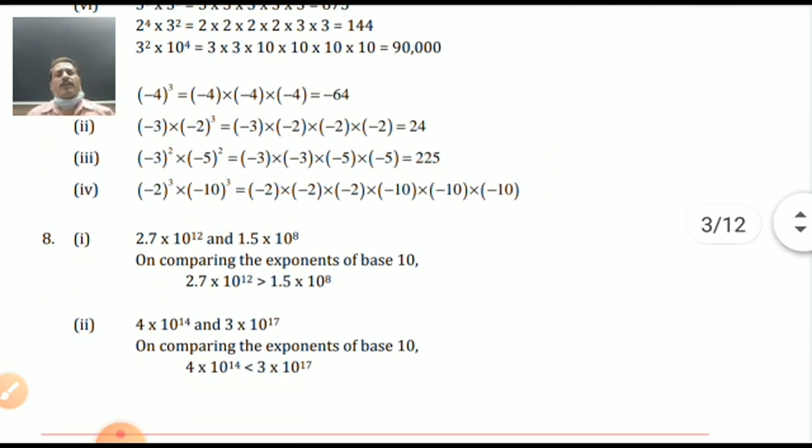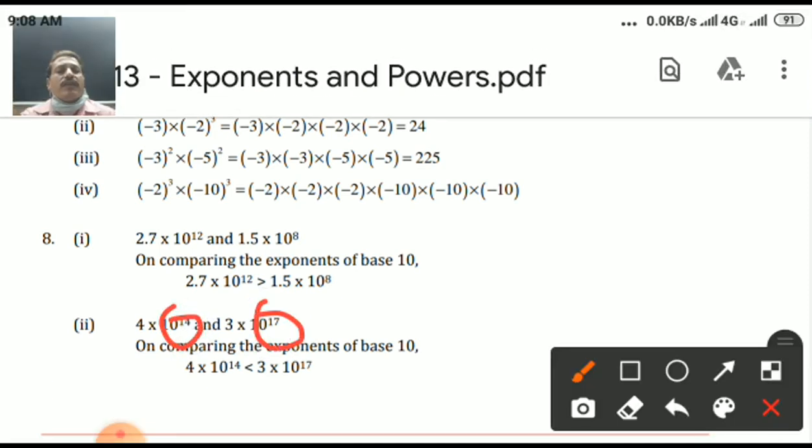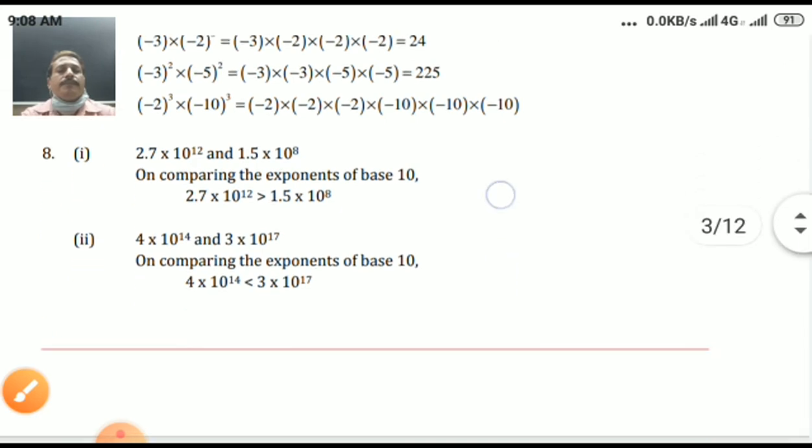Now look at the decimal numbers. 2.7 into 10 raised to 12 and 1.5 into 10 raised to 8. Comparing both, first compare the exponents. 10 raised to 12 or 10 raised to 8. Which is bigger? 10 raised to 12. That's why this number is greater. Here also, 3 and 4, 17 is there. Suppose the first number is smaller, don't worry. Check the exponent. Which is greater? See, here is the 14 and here is the 17. So 17 is greater than 14.